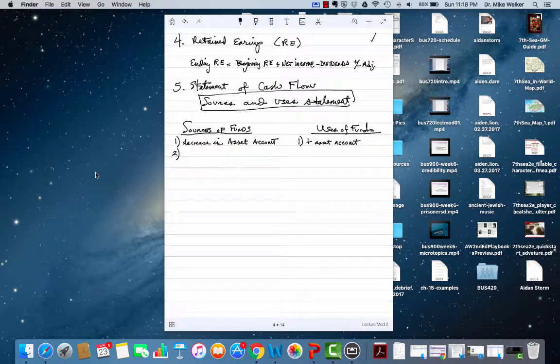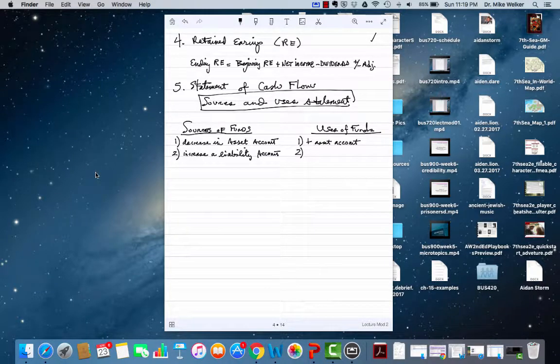Second area in this sort of sources of funds would be if we increase a liability account. Say we borrowed money, so now we have, let's say, some long-term debt, and that's a source of funds, right? So we have to see that the liability account increased.